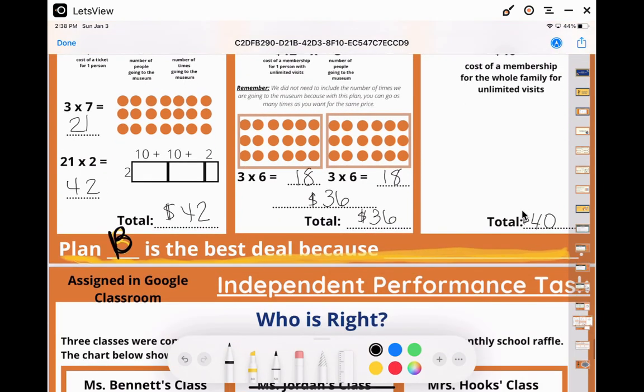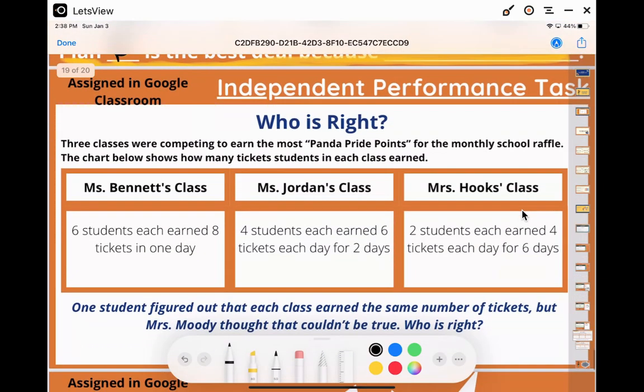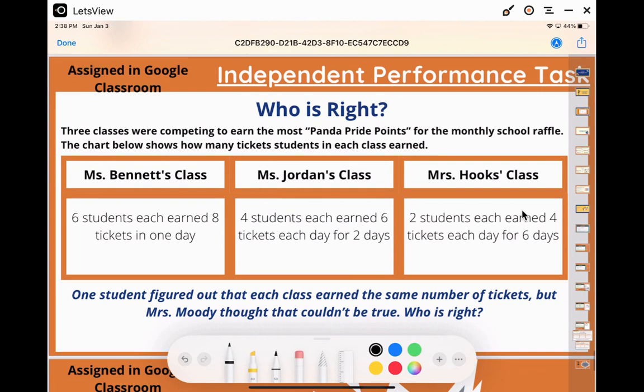That was serious math. Well, check it out. Here is what you are going to do now. You are now on your own to do an independent task. And this independent task is going to be assigned to you through Google Classroom. And it is called Who is Right? And this is what the problem says.